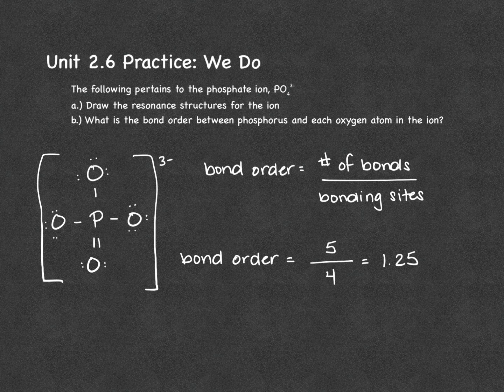Remember, when we have resonance, we actually have all of our resonance structures existing simultaneously. So we're going to have these weird numbers of bonds. It's going to be 1 point something, 1.5 bonds, 1 1/3 bonds, or in this case, 1 1/4 bonds. So between all of our oxygens and our phosphorus, we're going to have 1.25 or 1 1/4 bonds, and that's going to be our bond order for the phosphate ion.